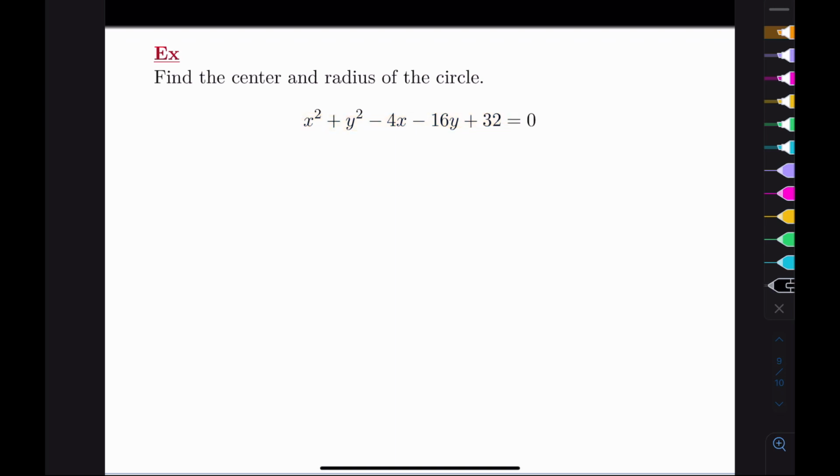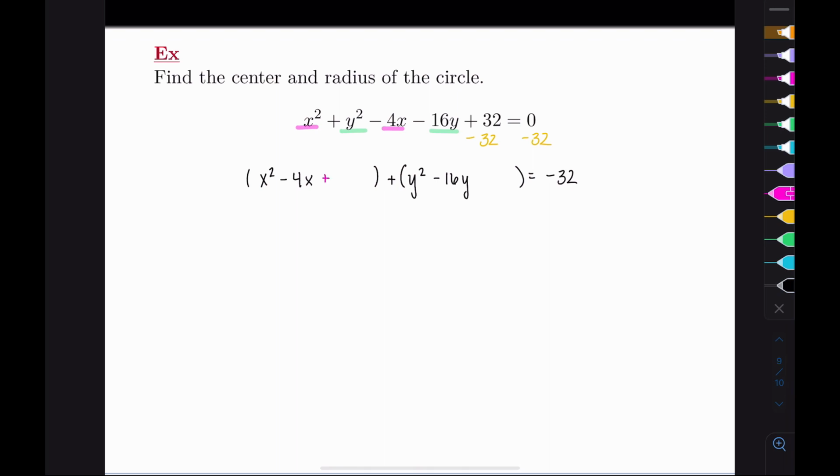So the very first thing we want to do is get the x stuff together, get the y stuff together, and then move this constant to the other side. Grouping our x's, we have x squared minus 4x. Giving ourselves a little bit of room, we've got y squared minus 16y. And on the other side, we have negative 32. In both of these, I need to add some number that makes it a perfect square, and then I need to balance because I can't just randomly add something.